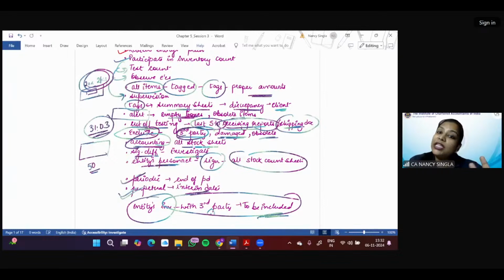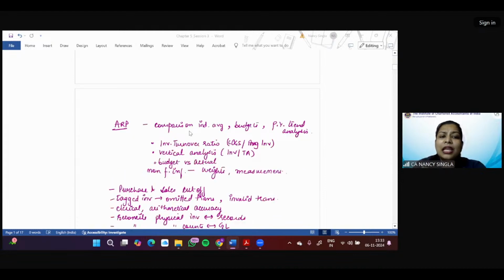If I talk about only these 2 points, which assertion am I talking about? Sukaina, tomorrow I'll try. So tell me which assertion I am talking about if I talk about only these 2 audit procedures. Rights and obligations. That the inventory which pertains to the third party is not included, and the inventory which is kept with the third party, but the company has the right, is to be included. Right?